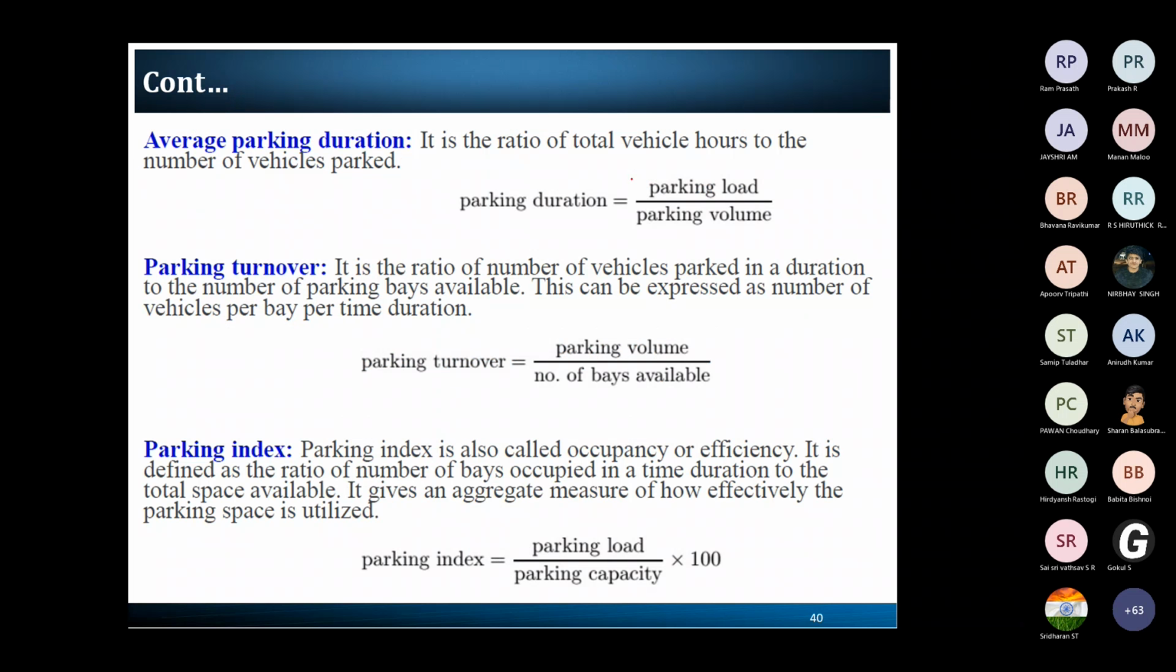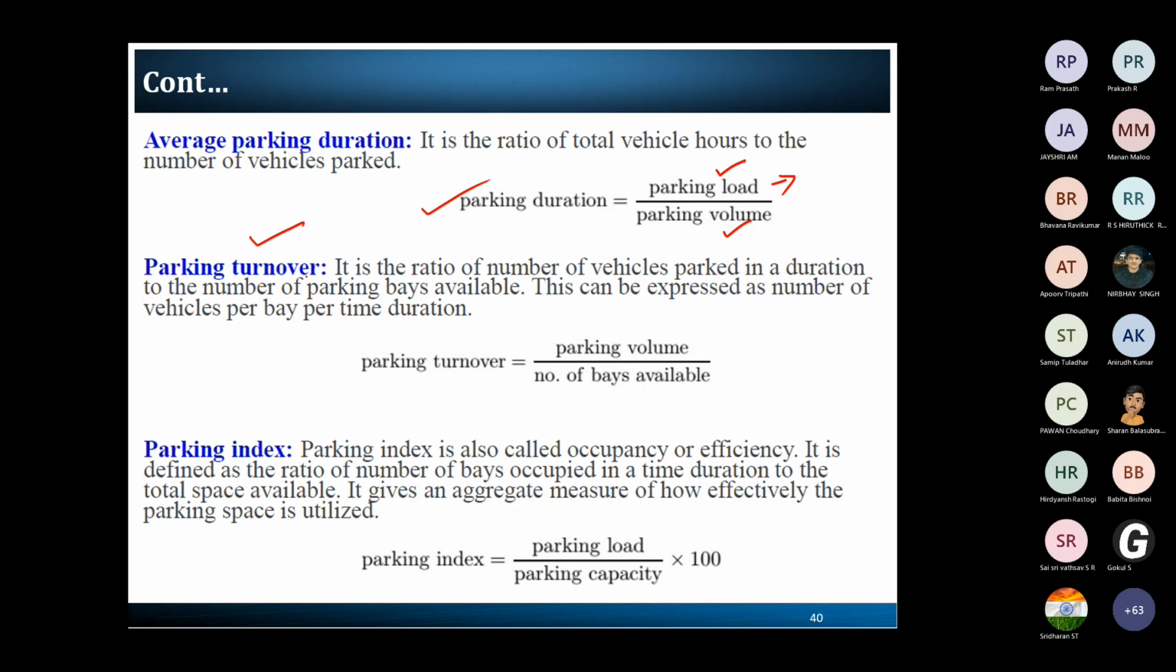Then another parameter, average parking duration. It is straightforward. The average parking duration is estimated based on the parking load and the parking volume. Previously we learned how to estimate the parking load from the accumulation area. When you divide it by the parking volume, you come to know what the parking duration will be.